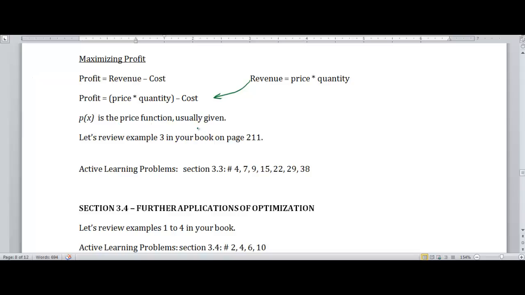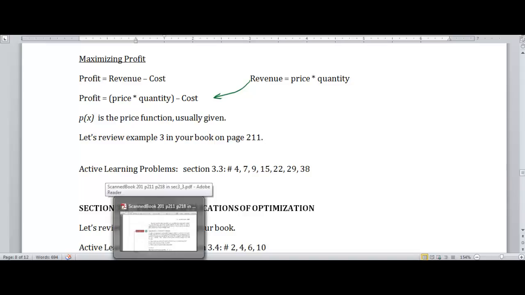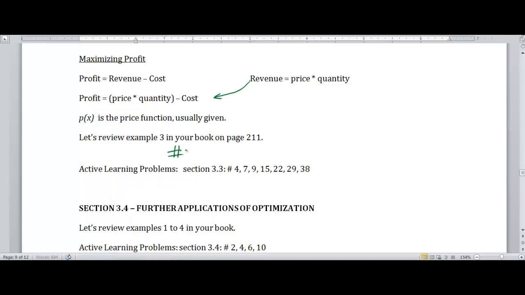Okay, P of X is usually the price function. It's usually given. Let's look at an example in your book. Okay, and then after we do the example, I also want to look at page, we'll also look at number 36.